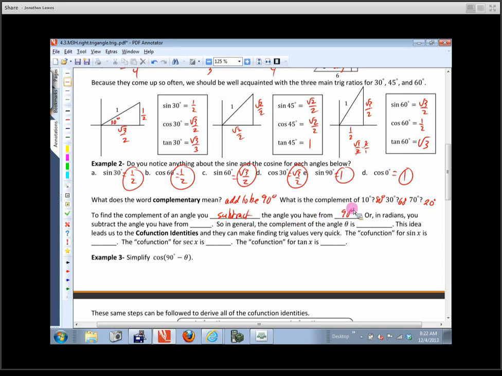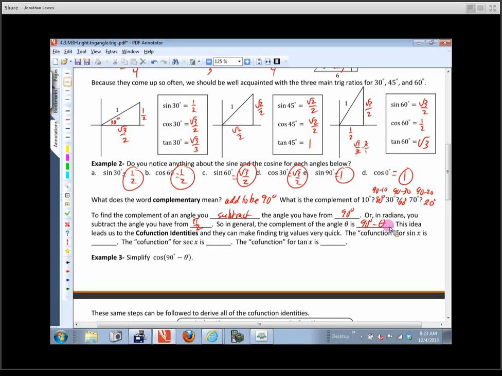Or if it were in radians, what would we subtract from? We'd subtract from pi halves. So in general, if you were going to find the complement of the angle theta, how could we write it down? Like on this one, we did 90 minus 10. On this one, we did 90 minus 30. On this one, we did 90 minus 20. So how would I write down the complement of the angle theta? Pi over 2 radians minus theta. Or if we do it in degrees, 90 minus theta, or pi halves minus theta in radians.